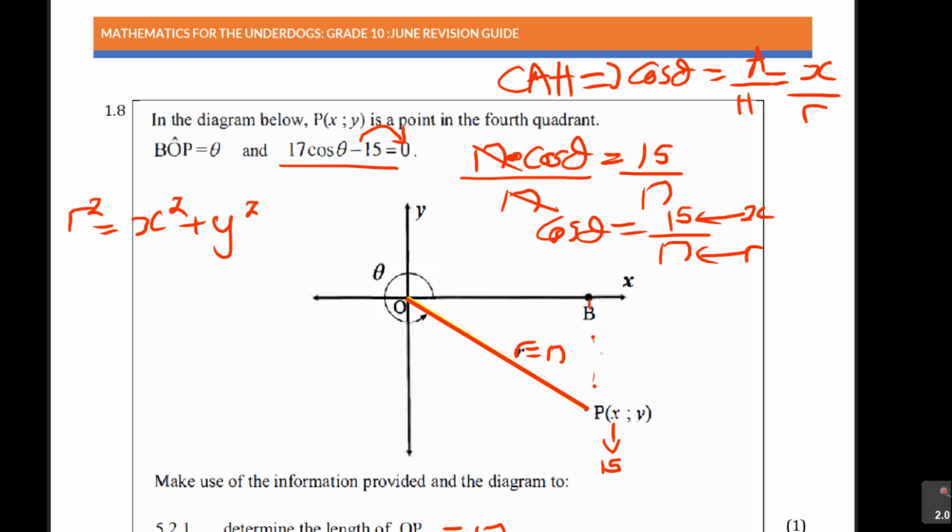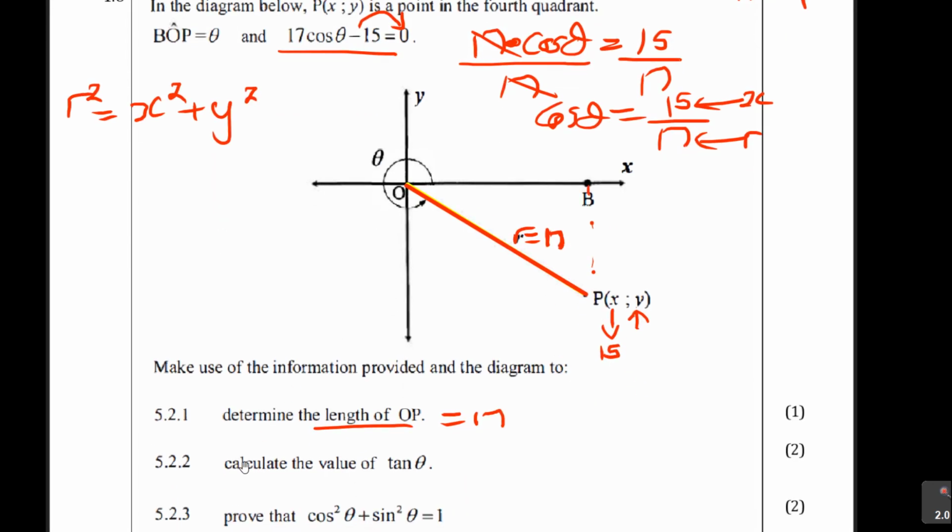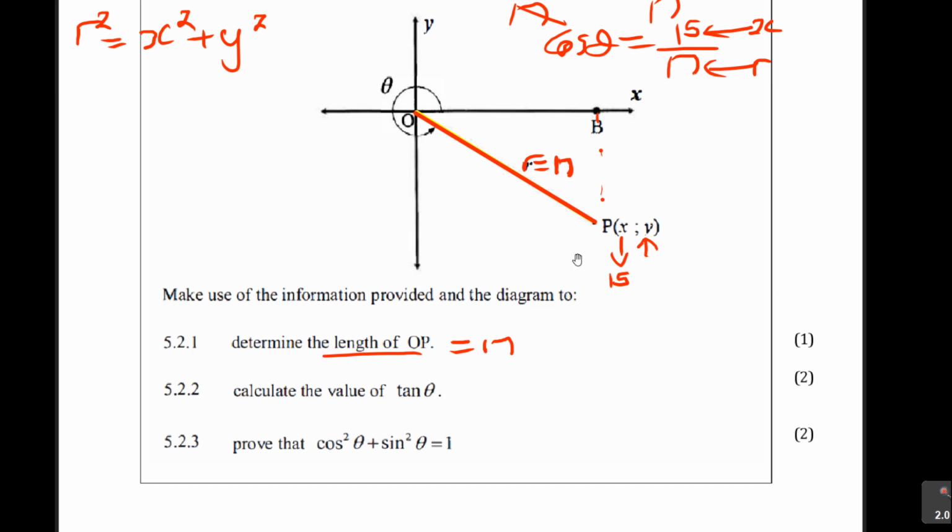So we know our R is 17. But guess what? They will still want you to find one of them, Y. We need to find the Y value. Back again to our trigonometry. It says calculate the value of tan theta. We can find tan theta. Let me just do tan theta here. Remember, tan theta, it's what? Tan is TOA. It's O over A. And then what is my O? You see there, I'm stuck now. My opposite is Y. My adjacent is X. So I'm forced to know the value of Y.